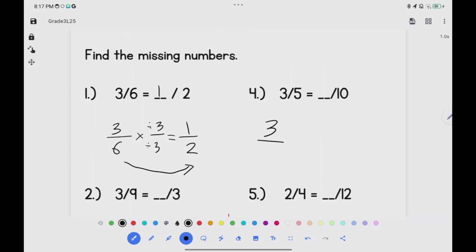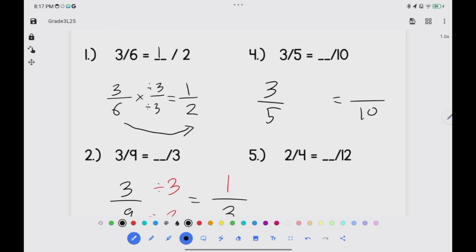Okay, 3 over 5 is equal to something over 10. So we have to do something to 5, multiplication or division, to get to 10. In this case, we have to multiply it by 2. And if you do something to the bottom, you do it to the top. So 3 times 2 is 6. That's the missing number.